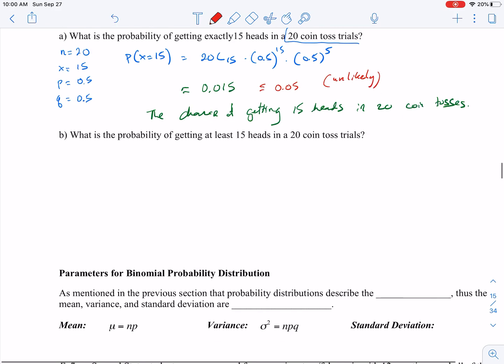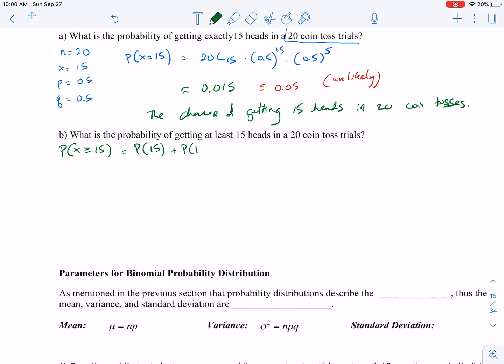All right, so now part B is worded a little differently. It said, what would be the probability of getting at least 15 heads out of 20 coin toss trials? Okay, so this means what is the probability of getting exactly 15 heads or 16 heads or 17 or 18, 19, 20. So we're going to have to rephrase this as the probability of X greater than or equal to 15. We're looking at the probability of getting 15 heads or more.